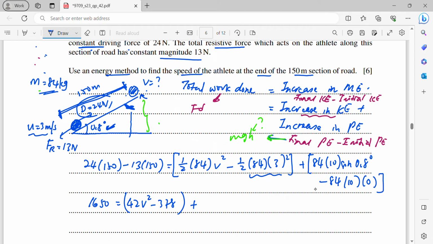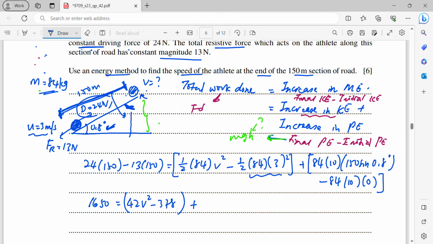So 80, okay, I miss out one term here. This is not just sine 0.8. I have to resolve this distance. Okay, I resolve this down. That means it's 150 sine. I miss out the 150. Sorry. So here should be 150 sine 0.8 degrees.